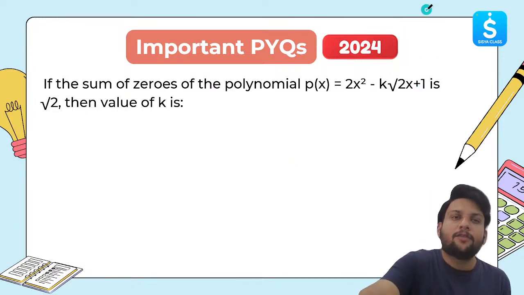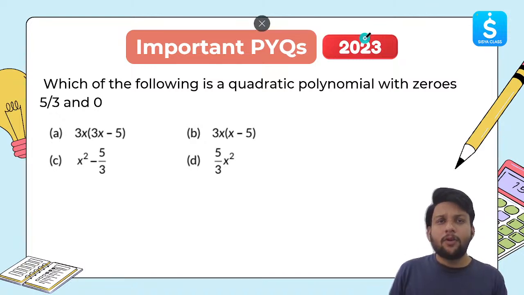All right, great. Let's move forward. Now, which of the following is a quadratic polynomial with zeros 5 by 3 and 0? One option is to put the options here and find the answer. The other, easier option is what? I will just simply stop being lazy. I will write x minus 5 by 3 and x minus 0, which is what? x only.